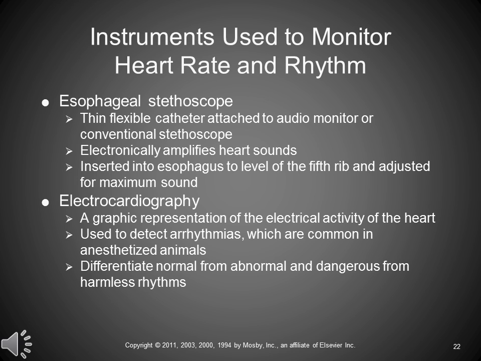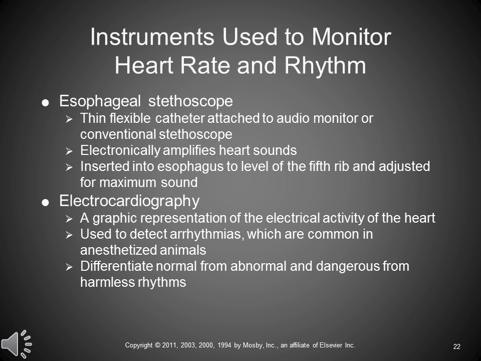What it does is it electronically amplifies the heart sound. You pass the tube, it goes down to the esophagus, you position it right across the base of the heart, and you can hear that heart like it was in your head. Okay? It's to the level of the fifth rib. You get it about there, and then you wiggle it back and forth. You find the loudest spot, and there you go.